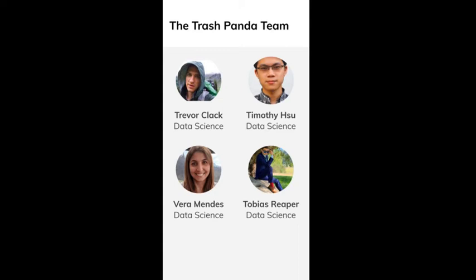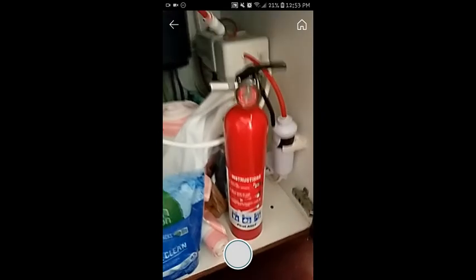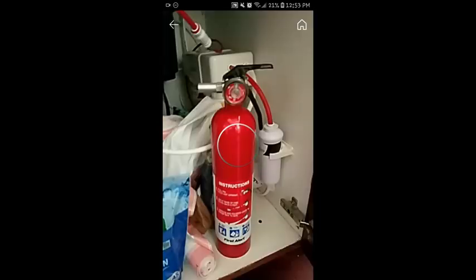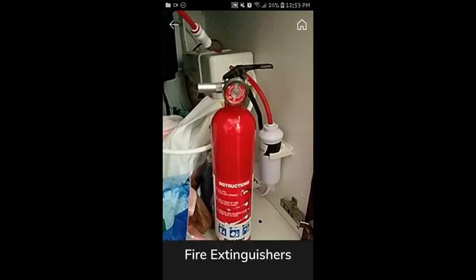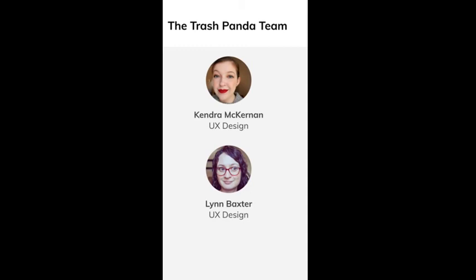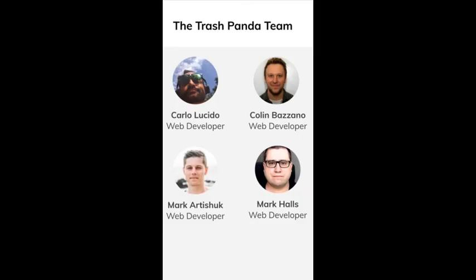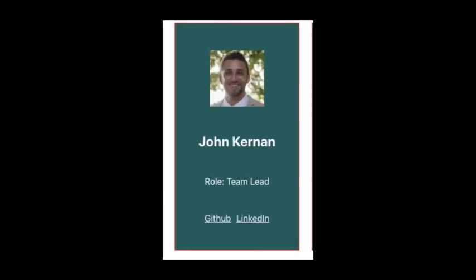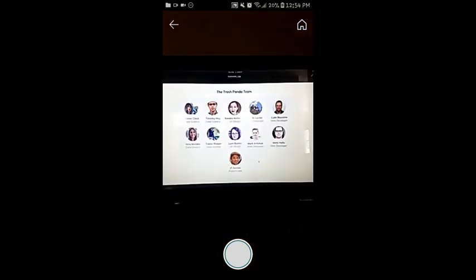So there's myself, Timothy, Tobias, and Vera. We were on the data science side. We spent the first half creating this wild annotation tool and debugging it as well, and the second half monotonously collecting and vetting the images. Lynn and Kendra, also known as Ken and Linda, depending on who you ask, they designed our beautiful app and shot down our terrible interface ideas. Then there's Mark A, Mark H, Colin, and Carlo, who learned all sorts of tech stacks to make this possible. And then there was John or Tim or JT, whatever he goes by, our project lead, and he was the one who kept us on track and all sane.